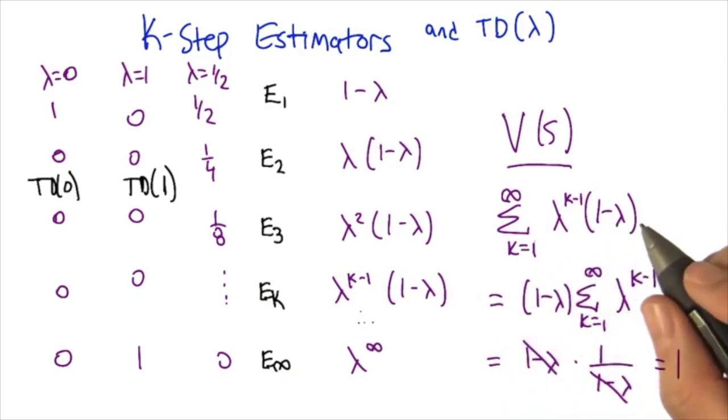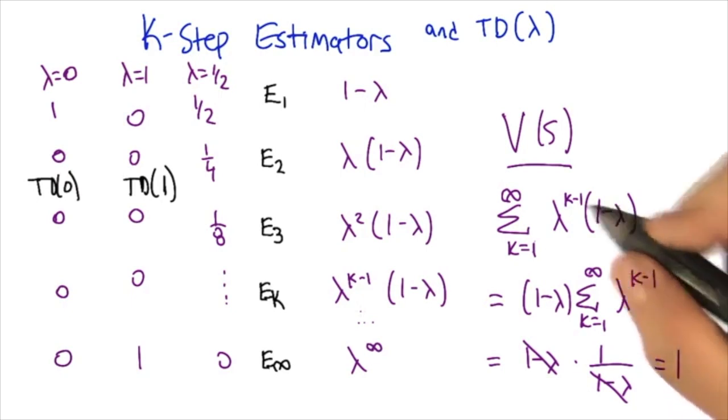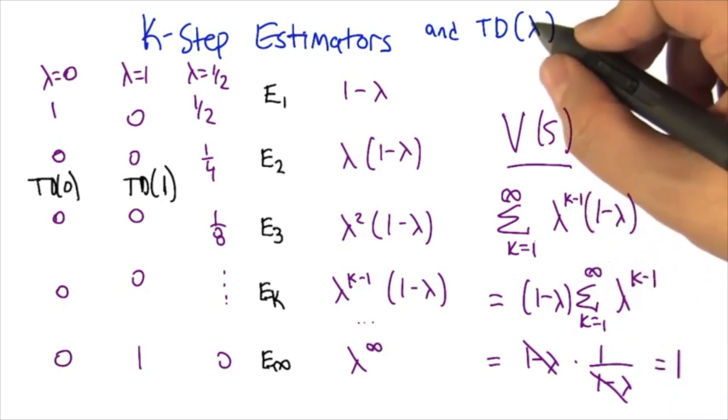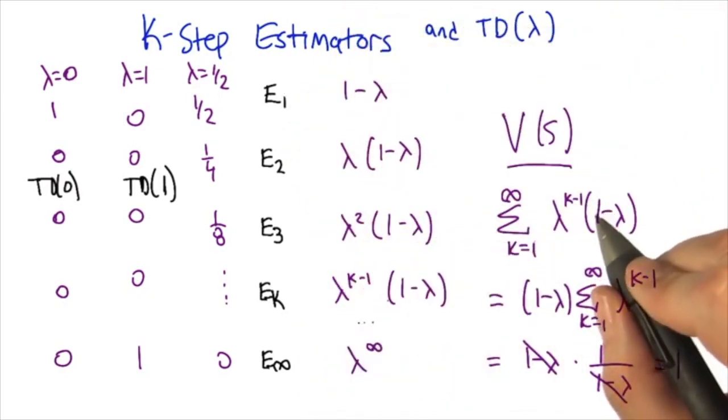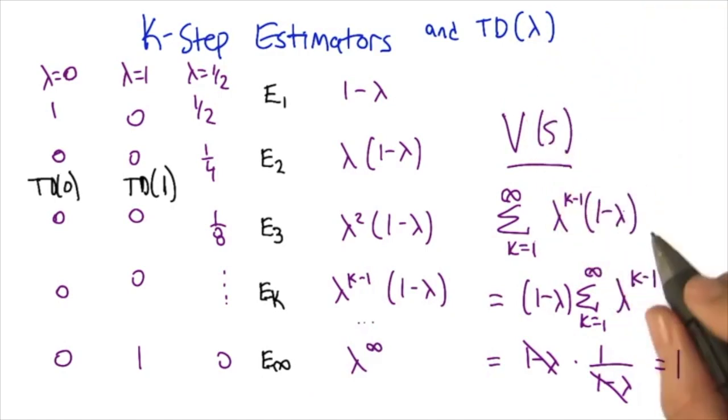So I don't know. Does that help you understand TD lambda better? This is the way I think about it. It's a little bit hard to interpret, but what we're really doing is a weighted combination of a bunch of step estimators instead of this sort of strange continuous parameter.